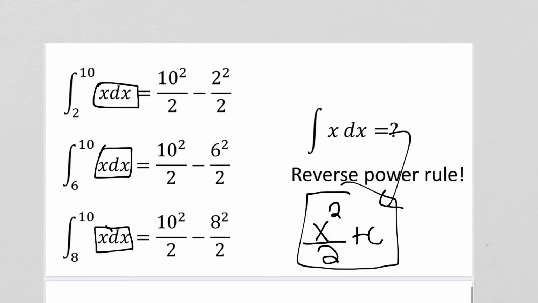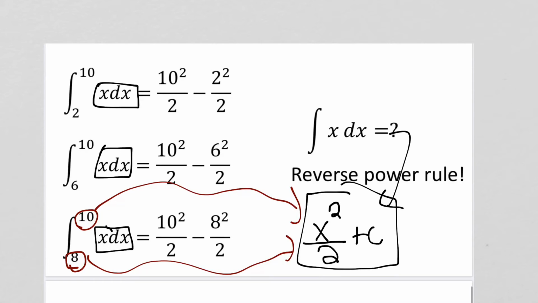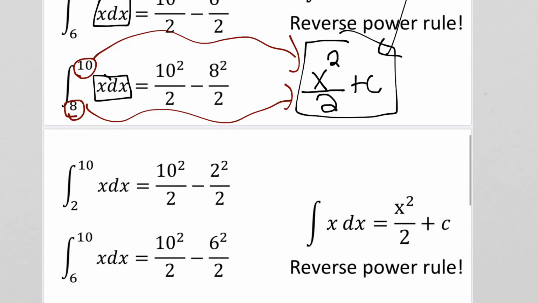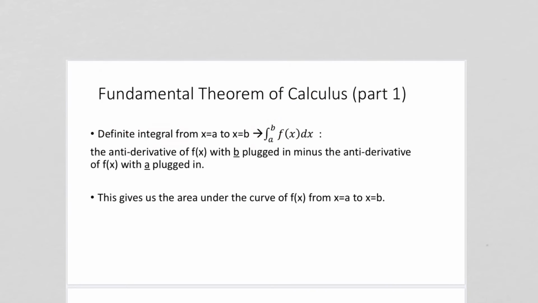Because remember, when we did from 2 to 10, we did 10 squared over 2, right? Minus 2 squared over 2. For 6 to 10, we did 10 squared over 2 minus 6 squared over 2. And for 8 to 10, we did 10 squared over 2 minus 8 squared over 2. We just took our a and our b value, 8 and 10, and we plugged them into this antiderivative, right? And then subtracted them. And it turns out that this is going to work for every function, no matter how crazy the function is. Okay? So we get our x squared over 2 plus c.